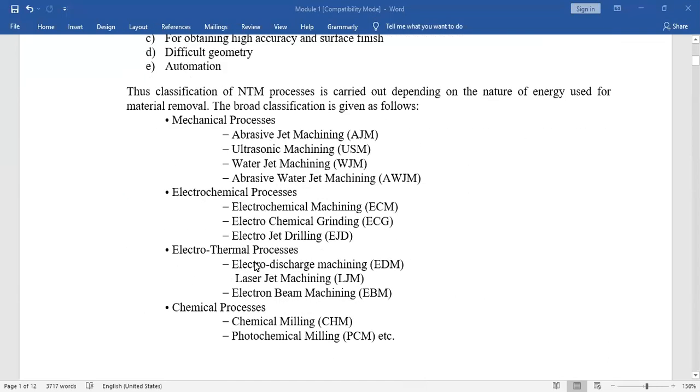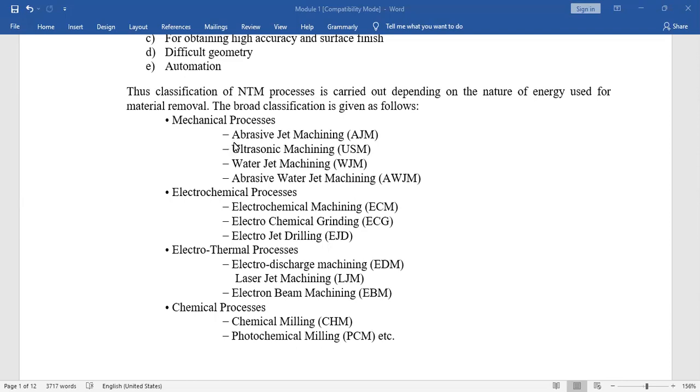You can see on the screen. The classification of non-traditional machining processes is carried out depending on the nature of the energy used for material removal. So first is the mechanical process. Here, mechanical actions take place for the removal of the material. In the mechanical process, four types of non-traditional machining process occur.